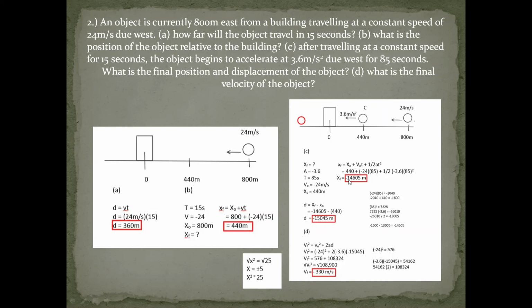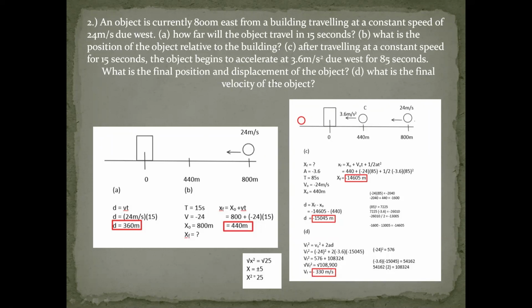So, bakit siya naging negative? Meaning, yung object, nakalagpas na siya sa building. So, ibig sabihin, nasa west side na siya ng building. So, that's why the final position of the object is negative na. Kasi nakalagpas na siya sa building. If it's at the east side of the building, positive pa rin yan. Pero, since nasa west side na siya, naging negative na yung position niya. Okay?